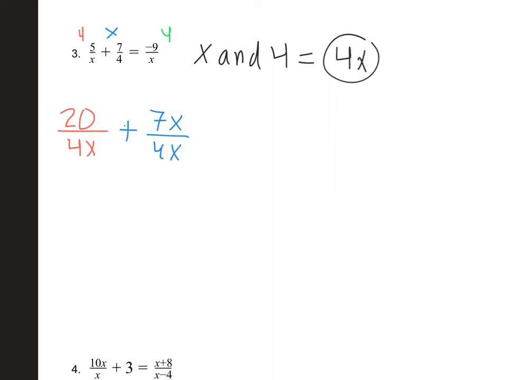Then I have this last one. It's going to equal negative 9 over x times 4 over 4. Negative 9 times 4 is negative 36. X times 4 is 4x. Now again, guys, this is exactly what we wanted.